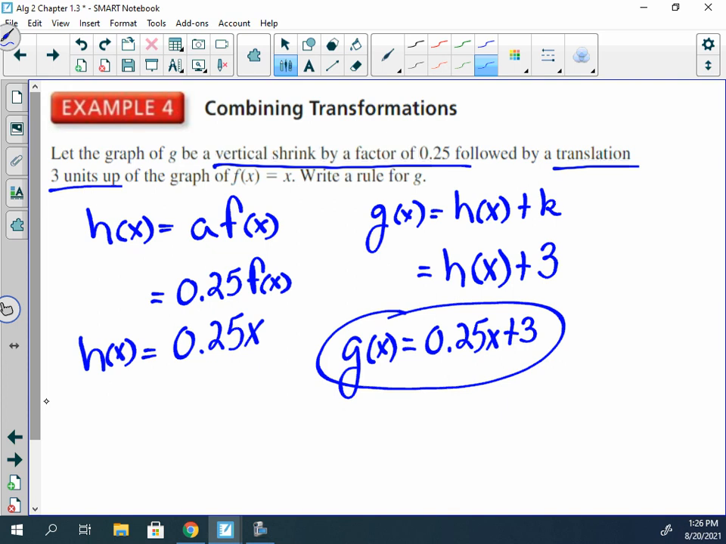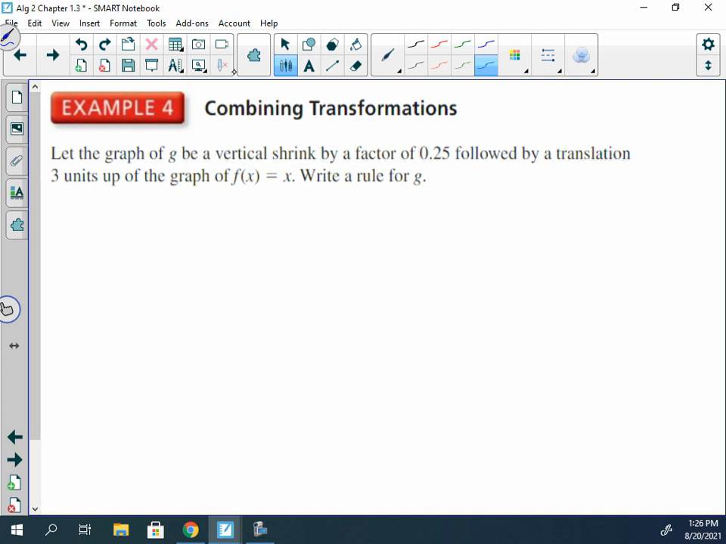Okay. I'm going to do one more. I'm going to redo this one here because I want to make a point. I'm going to flip the two moves because here it said vertical stretch and then translation up. Let's do it the other way. I'm going to move it up first. I'm going to say I'm taking this and saying f of x plus k. So I'm going to move it up first.